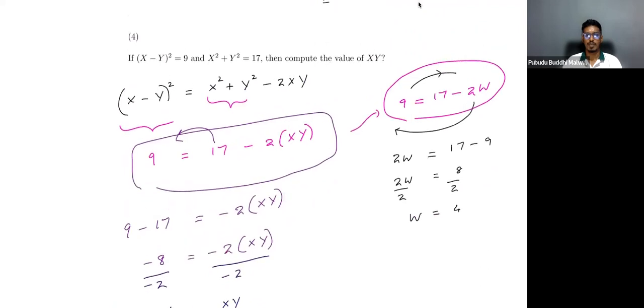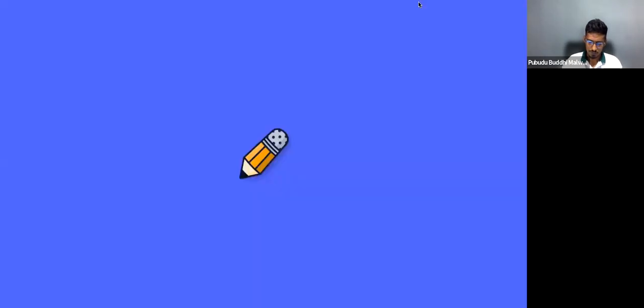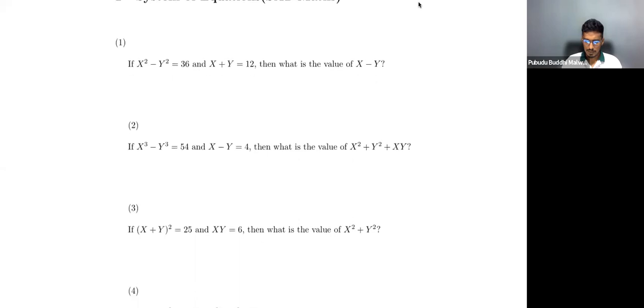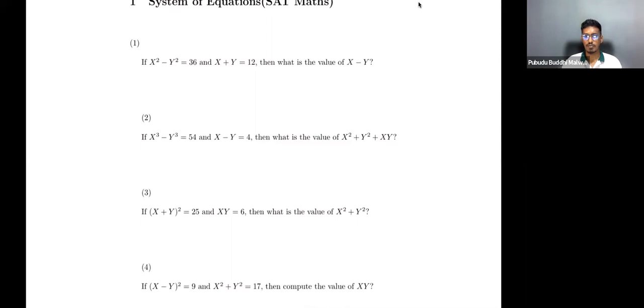So you can apply these concepts for different problems. The key idea is identifying, recognizing the correct relationship that you can use for any given problem, right? So let me show you. Now, we did discuss these 4 questions, but we use different formulas for all of these problems.